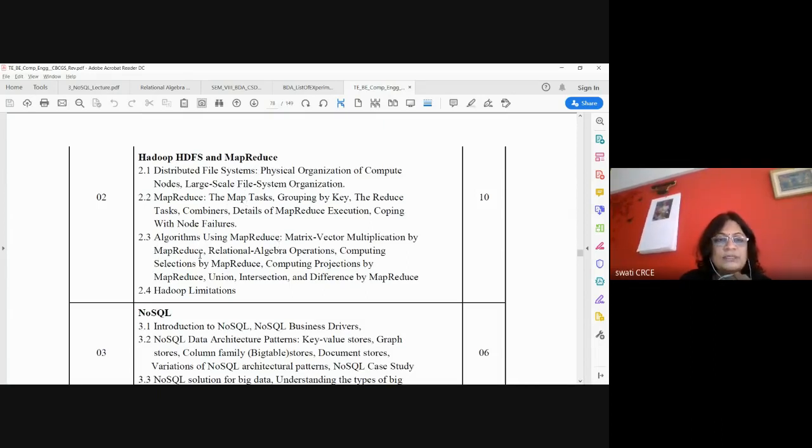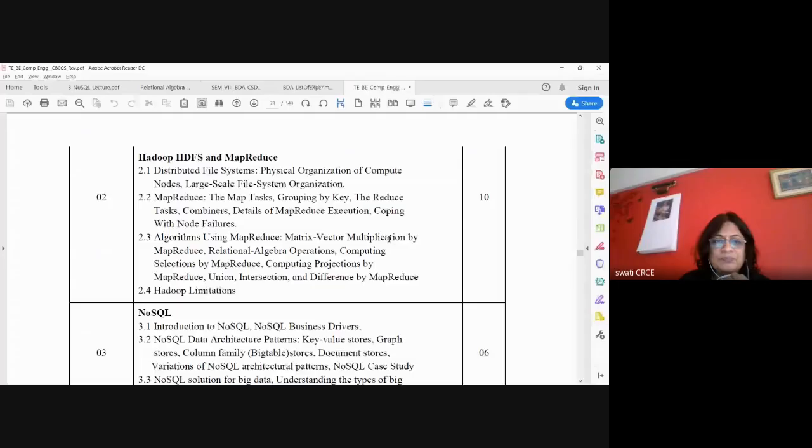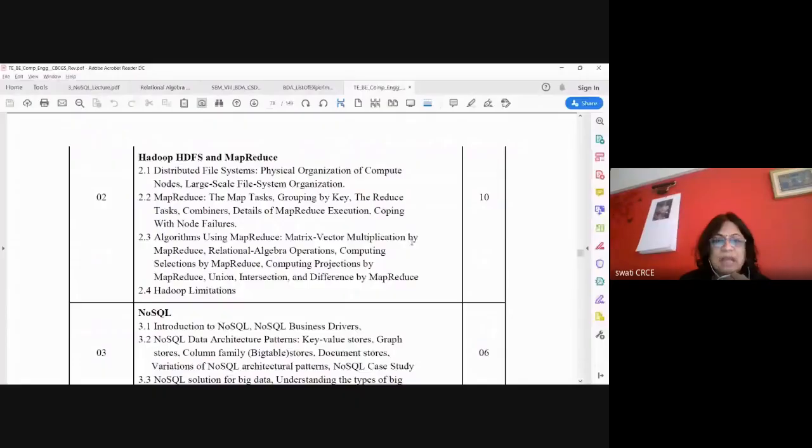Then in 2.3 the algorithms are there. We have gone through these algorithms in the last lecture. Matrix multiplication we have done. Before that I taught you matrix-vector multiplication. So algorithms here means the word count algorithm, the matrix-vector algorithm, and the matrix-to-matrix multiplication algorithm, one step and two step.